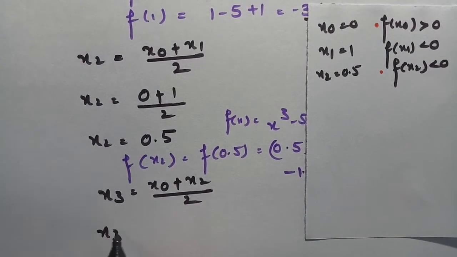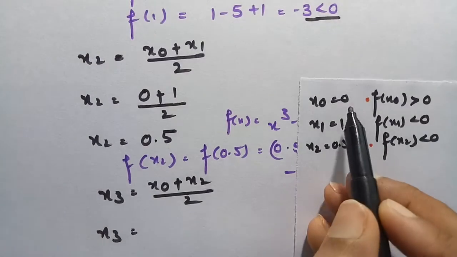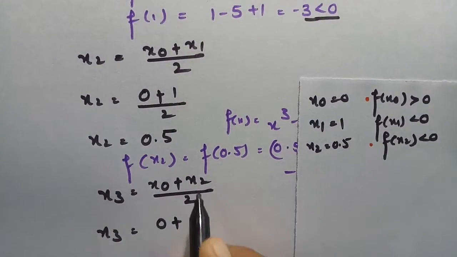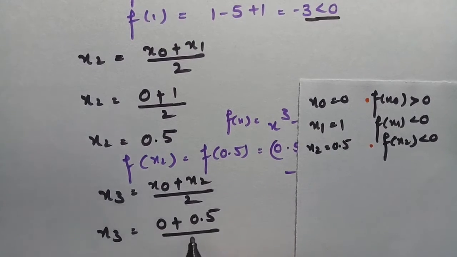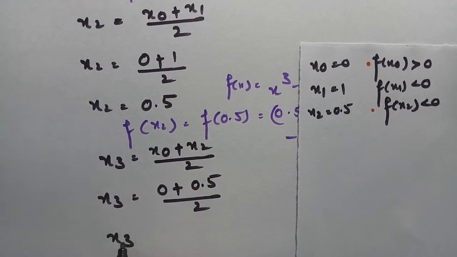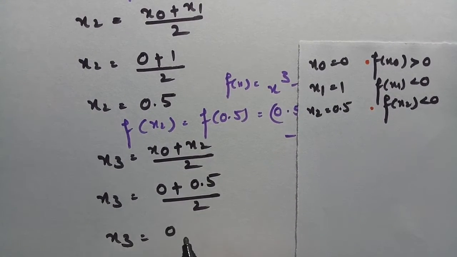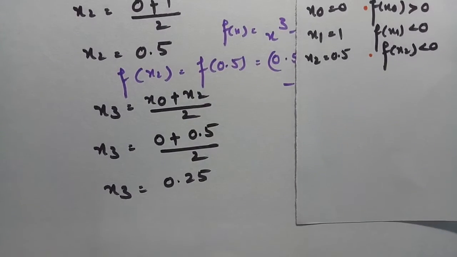So x3 will be, what is our x0 value? x0 value is 0. And what is our x2 value? x2 value is nothing but 0.5, divided by 2. And our x3 value will be 0.25.